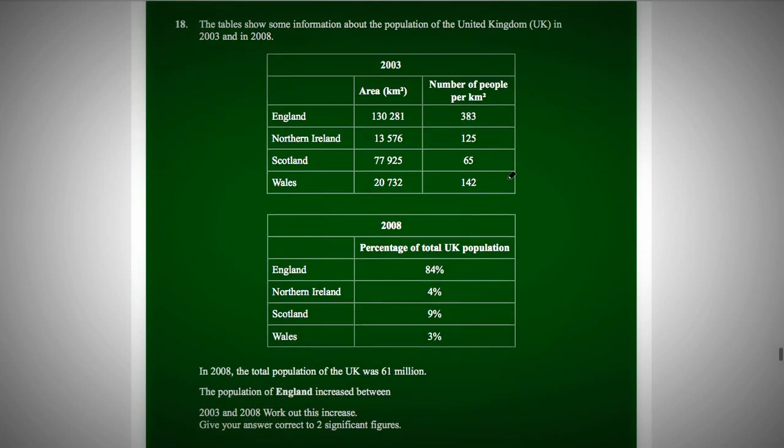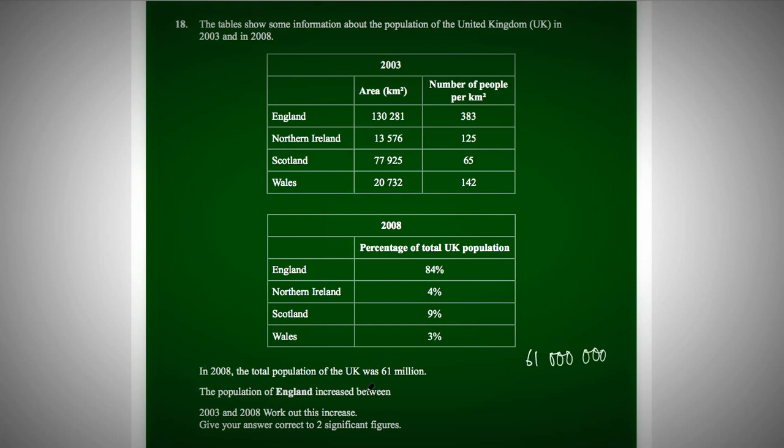Question 18. The table shows some information about the population of the United Kingdom in 2003 and 2008. Area, number of people per kilometer squared. Percentage of total UK population in each of these places. In 2008, the total population of the UK was 61 million. So that's all of these. Total is 61 million.